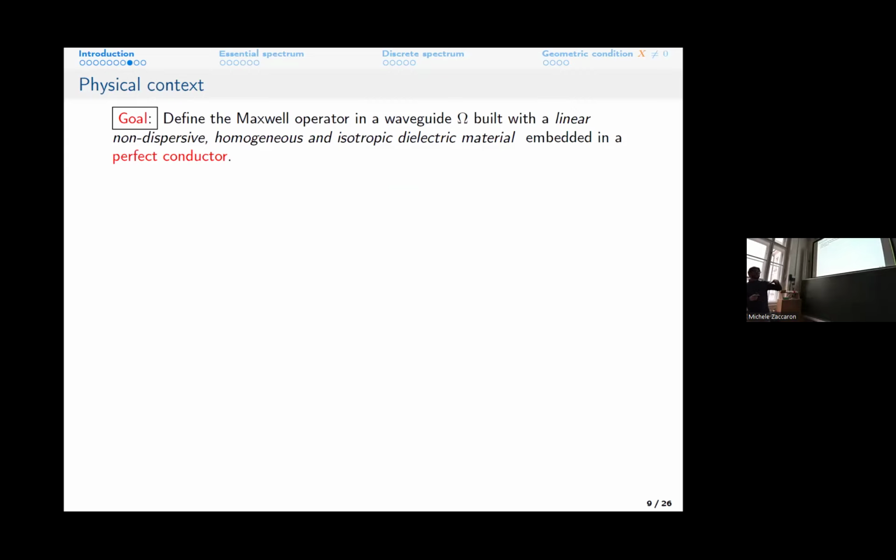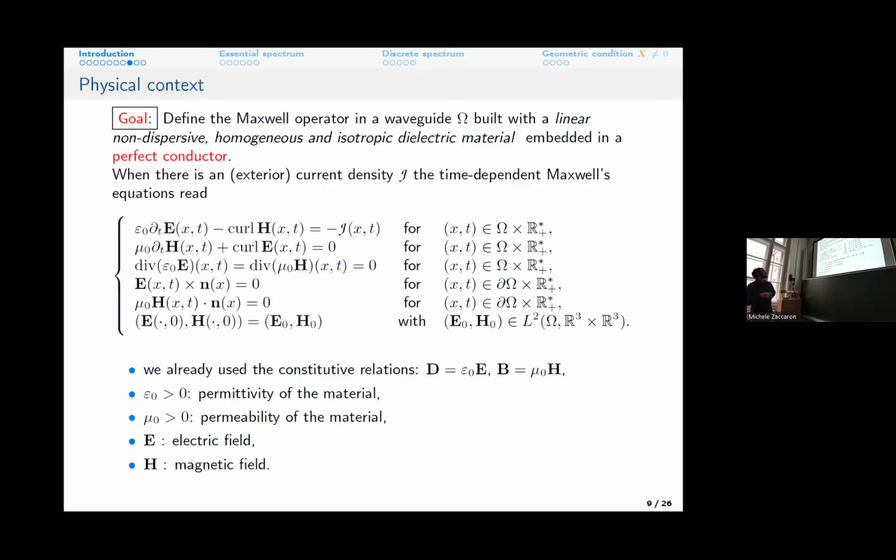And filled with a material, you may think about the vacuum. In general, it is a linear, non-dispersive, homogeneous, isotropic material, but think of the vacuum. And so we can impose the Maxwell system. Here, I already used the constitutive relations that I need to make the Maxwell system closed. And I use the linear constitutive relations.